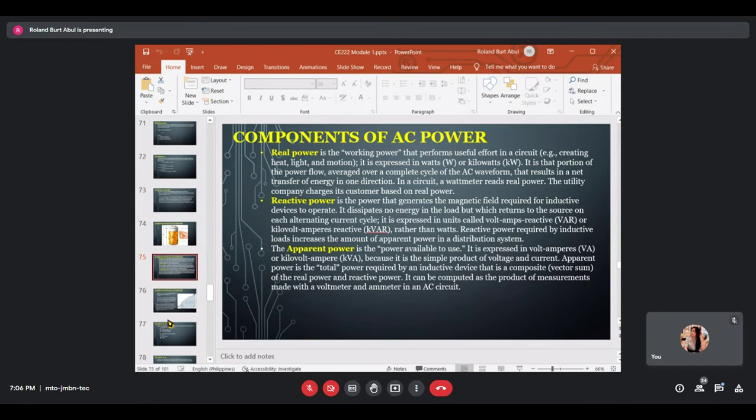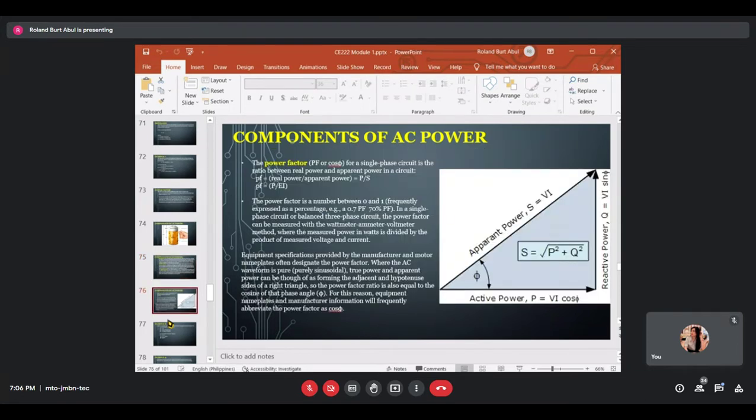It is also the power that generates the magnetic field required for inductive devices to operate. It dissipates no energy in the load, but which returns to the source on each alternating current cycle. It is expressed in volt amps reactive or kilovolt ampere reactive. Reactive power required by inductive loads increases the amount of apparent power in a distribution system.